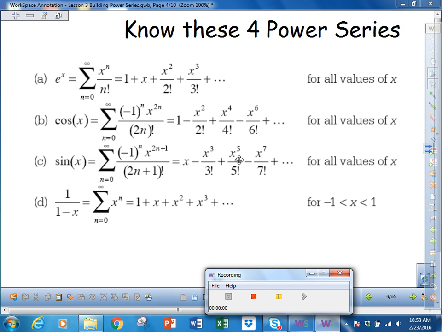AP Calculus requires that you know these four basic power series. You should be able to write the nth term and individual terms. You will often be given these series on the AP exam and asked to modify them, and they're expecting you to know them and not have to sit there and take the derivatives to do it. They're giving you enough time considering that you know it and don't have to take the derivative. So please learn these four series, and you'll have a quiz on this on Friday.